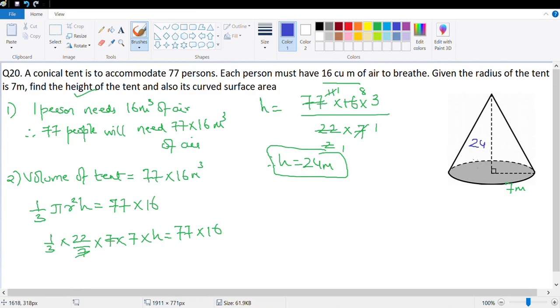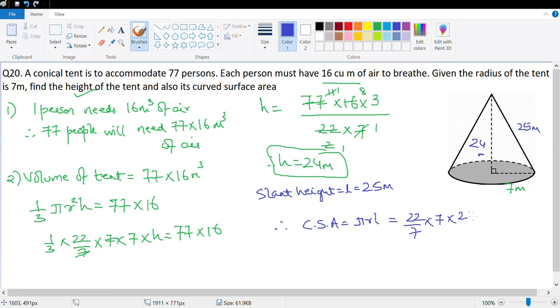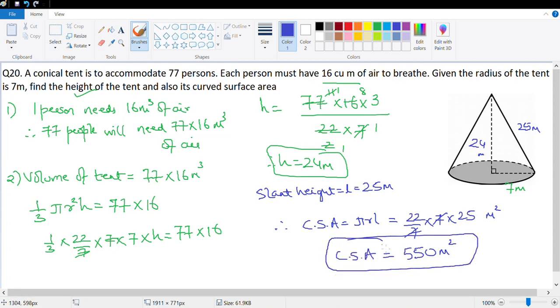Next part of the question, curved surface area. Now we know curved surface area is pi RL. For that we'll need to know the slant height. So slant height would be equal to L, will be 24, 7 and 25 are Pythagorean triplet, is equal to 25 meter. Therefore, curved surface area is equal to pi RL, which is 22 by 7 into 7 multiplied with 25 meter square. 7 and 7 gets cancelled, then 25 into 22, which is 550. So 550 meter square. So the curved surface area is 550 meter square.